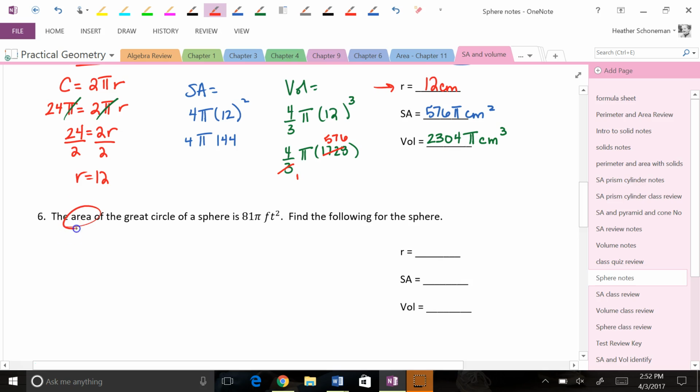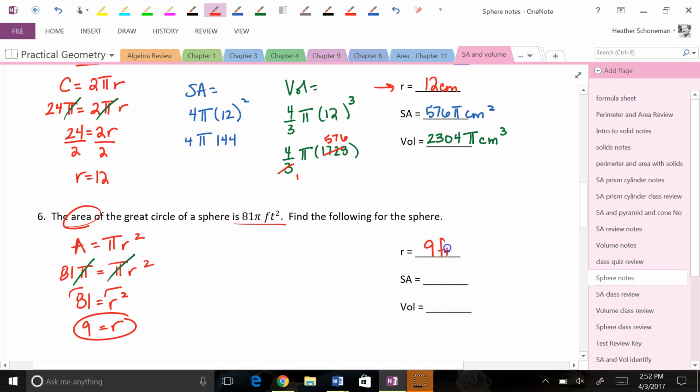So it says the area is 81 pi feet squared. Area equals pi r squared. So that means 81 pi equals pi r squared. Alright, well, good thing the pi's cancel. So that leaves us with 81 equals the radius squared. So to solve, we're going to take the square root, so the radius equals 9. So we have 9 feet.